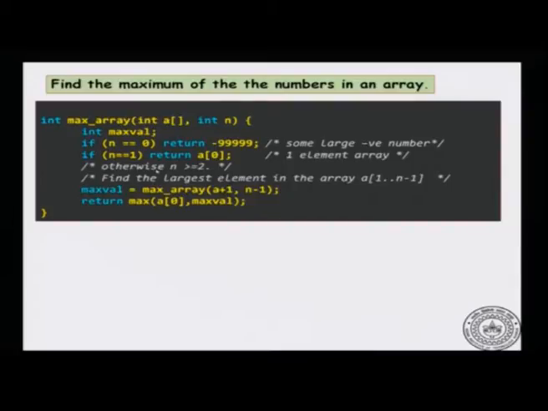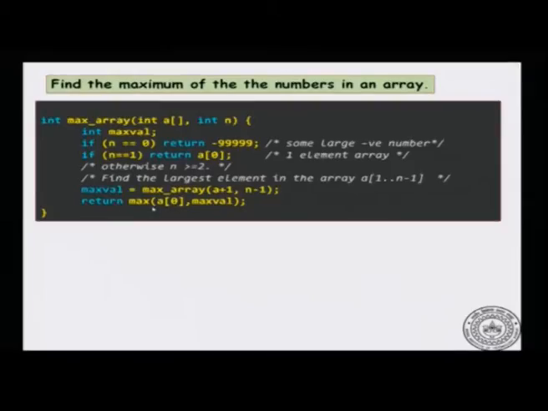Otherwise, n is at least 2. So, in this case, you say that the maximum value of the subproblem is max array A plus 1, n minus 1. So, this is the maximum of the tail array. Now, once you have the maximum of the tail array, the maximum of the whole array is the greater of the two numbers, which is A0 and max val. Okay. So, we return max of A0 comma max val.